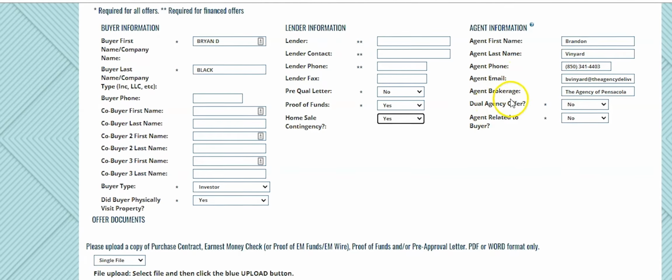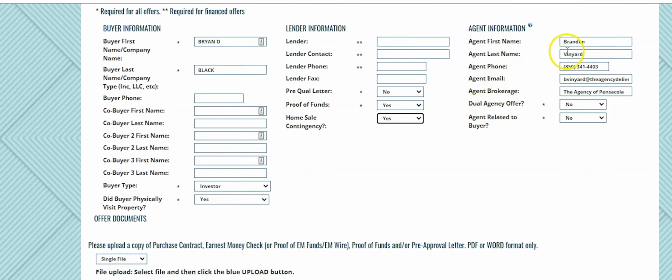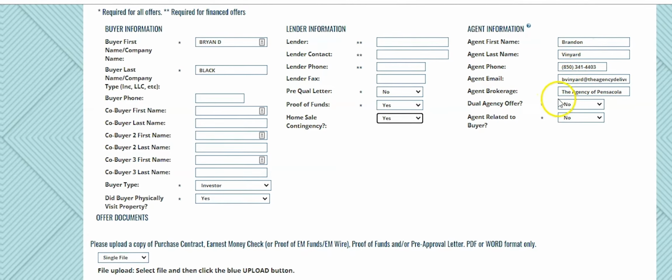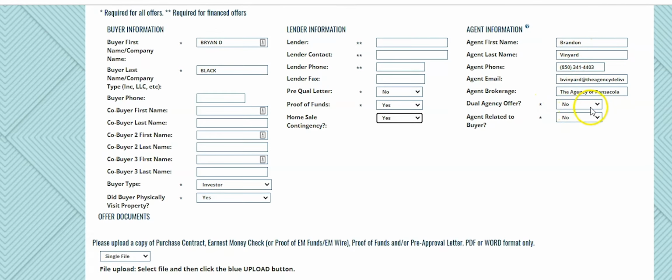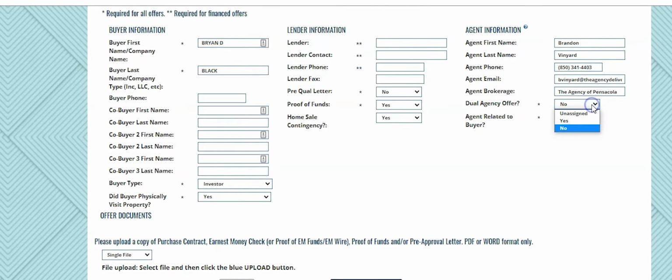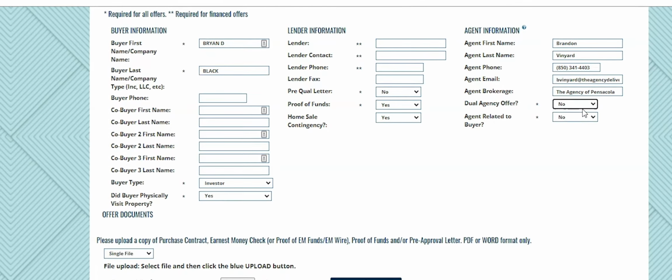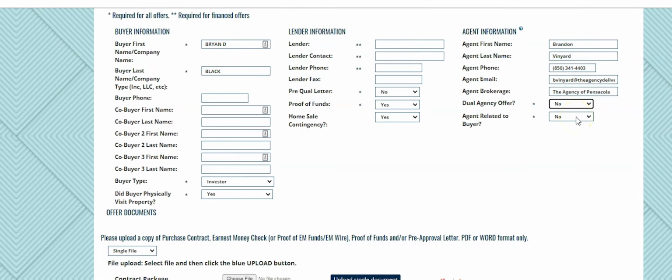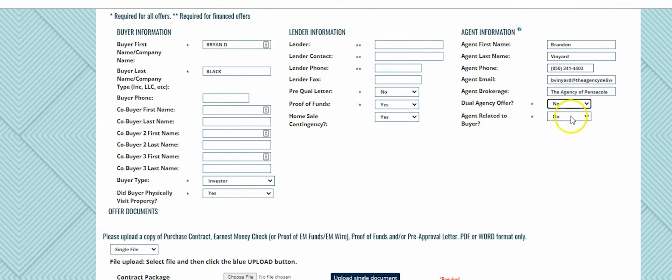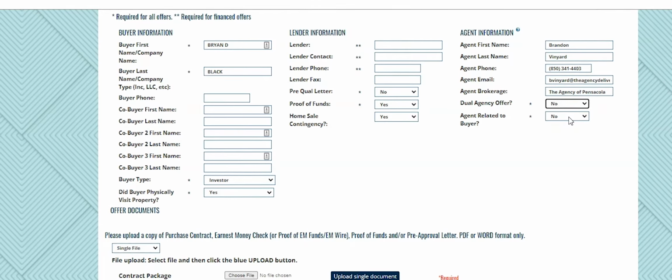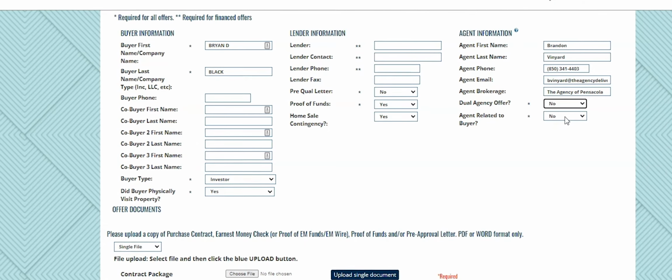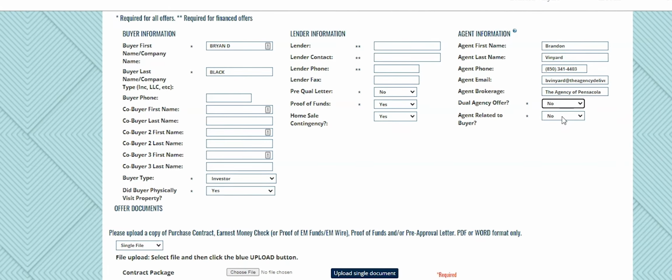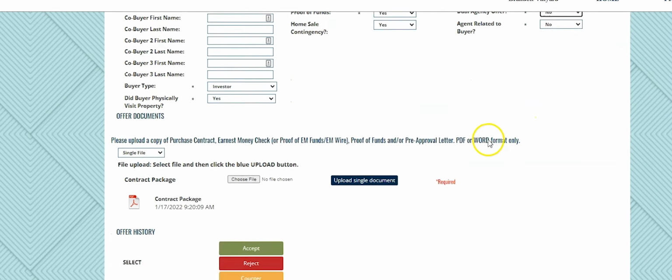And here you've got agent information. Whatever your info is, you're going to put it all in here. This is really important also. Dual agency office? No. Meaning, are you working in the same office as the listing agent? No. Agent related to buyer? No. If these are flagged yes, you might run into problems. It might mean upper management has to approve it or something like that. So just pay attention to these questions.